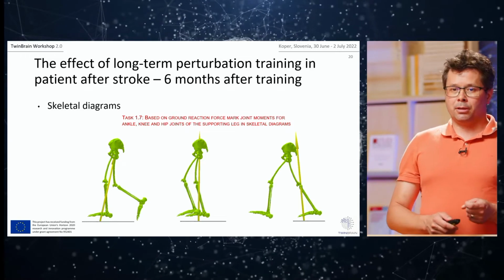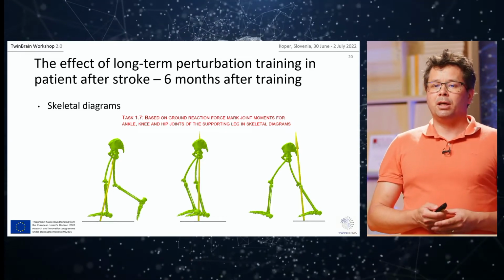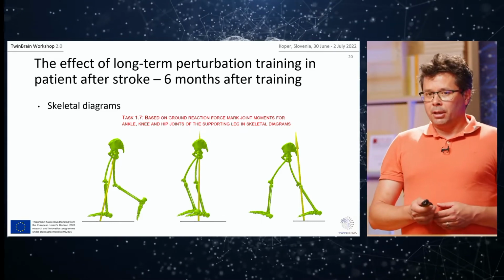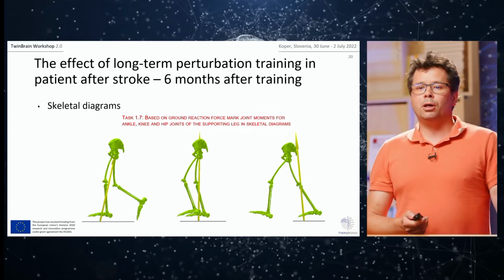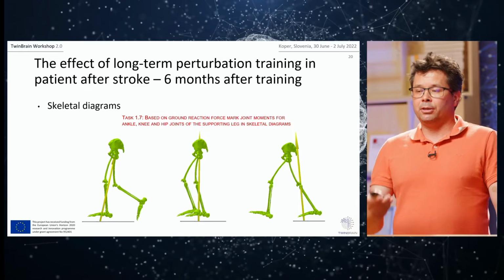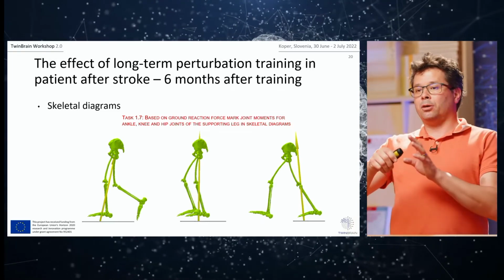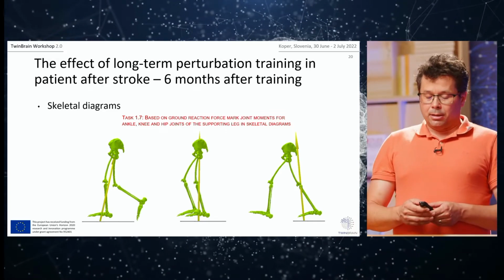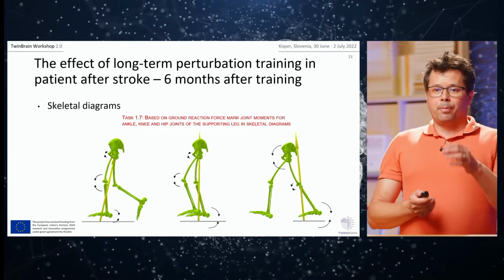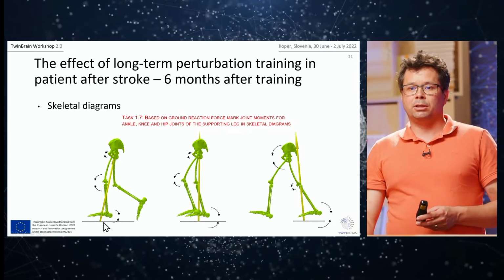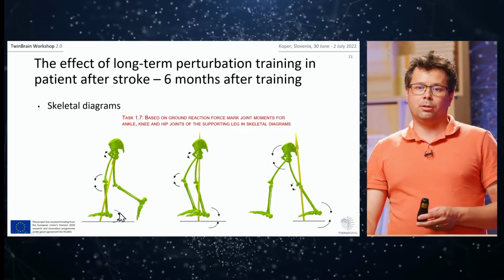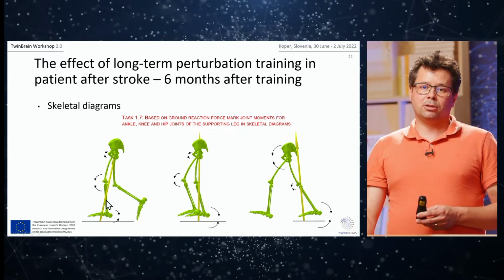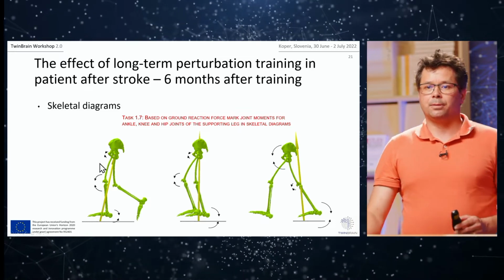Again, we have the weight transfer on the far left graphics, mid stance in the middle, and the terminal stance on the right. If you remember from the previous part of my talk, if the ground reaction force is on the anterior side of the joint, then the muscles on the other side of the joint have to counteract the effect of the ground reaction force. The first graph shows that the ground reaction force is in front of the ankle joint, so the plantar flexors have to be active. The ground reaction force is behind the knee, so the knee extensors have to be active, and also the hip flexors.